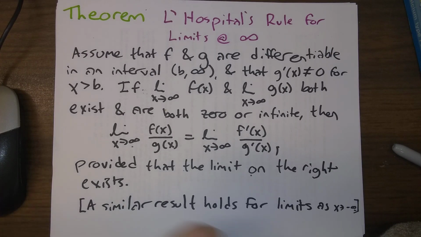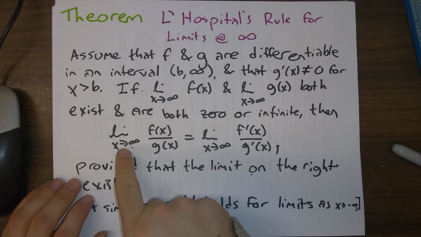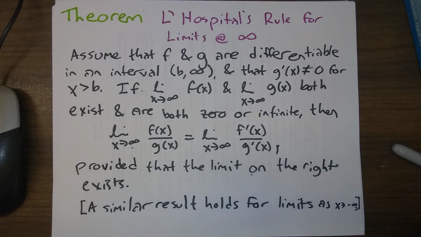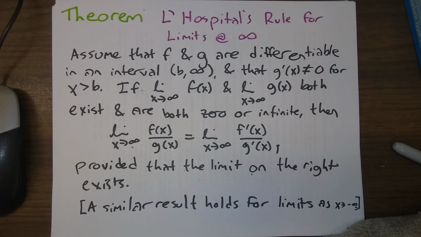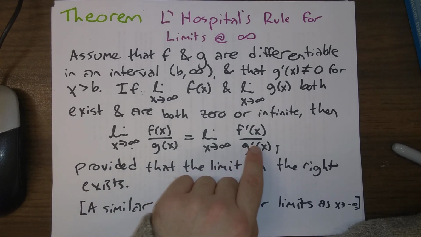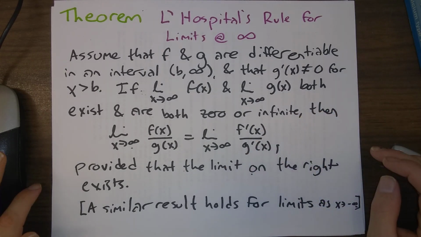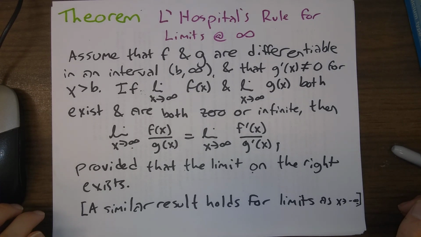What's going on here is, you can read everything through, but if we have the limit as x goes to infinity of f of x, and the limit as x goes to infinity of g of x, both exist, and either we have 0 over 0 or infinity over infinity indeterminate form, then yes, we can do the limit as x goes to infinity of f of x over g of x is equal to the limit as x goes to infinity of f prime of x over g prime of x, again, provided that the limit on the right exists. I wrote this up for limits as x goes to infinity. You could also have this as x goes to minus infinity. Same kind of thing would work here.